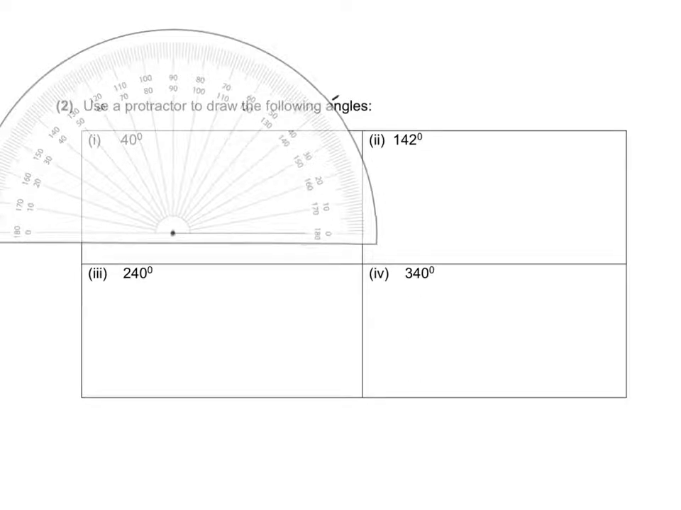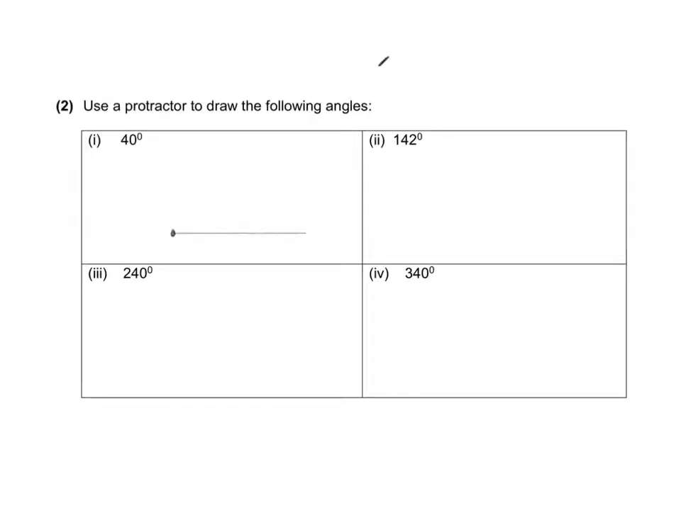Then I keep my protractor, match the marking to my point at the center, and draw a line to join that up.